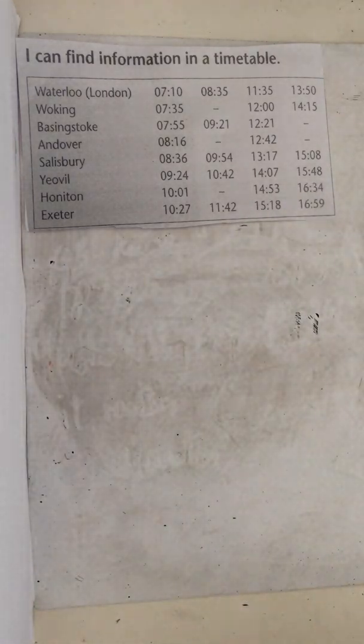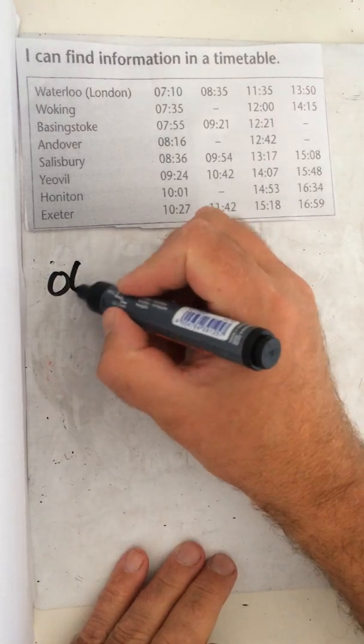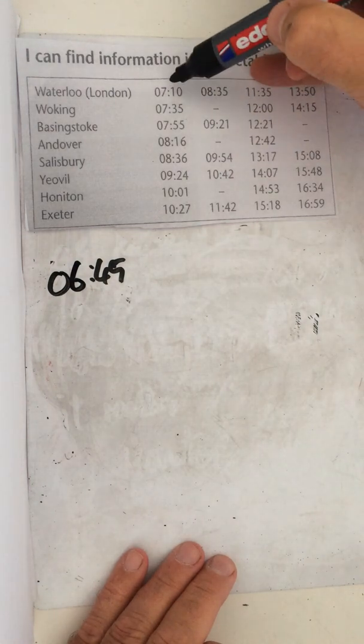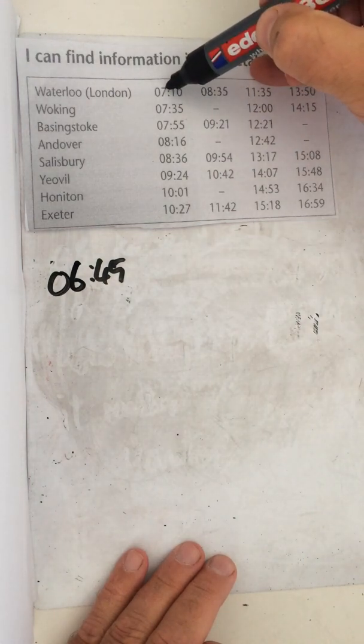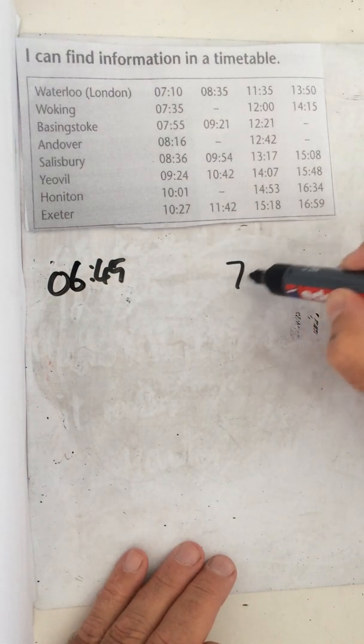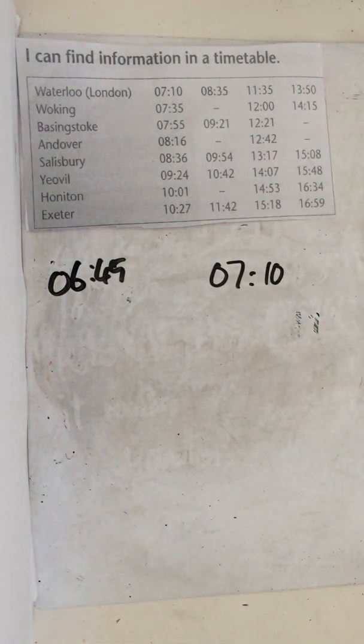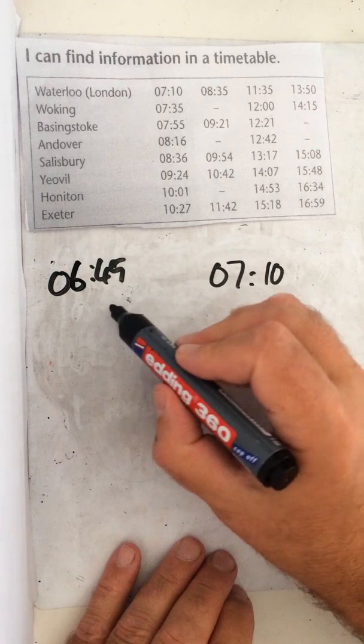Right, let's have a little look. Let's look at question number 1. So you arrive at Waterloo at 06:45. How long do you have to wait for your train? Well, your train is not until 7:10, okay? So you've got to the train station nice and early. How long have you got? We can work out whether you've got enough time for a coffee.